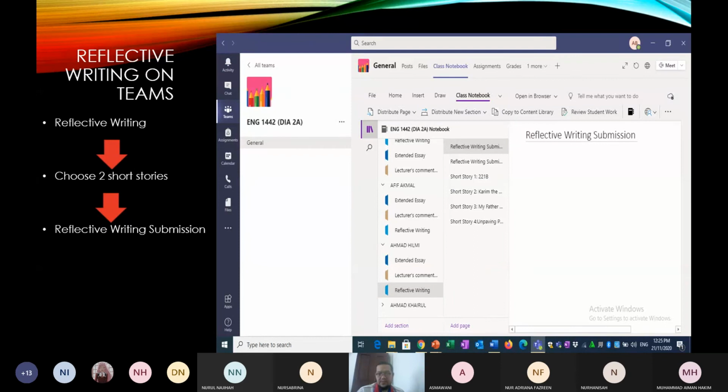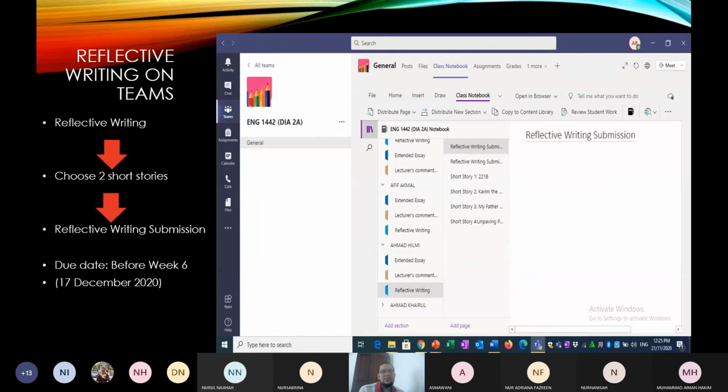Ada dua kat sini because ada dua short story kita buat. So pilih lah. Kalau ni yang first you buat yang reflective writing submission yang first and then the second short story. So I nak different separate reflective writing. Okay, supaya you lebih senang untuk I check. The due date is before week 6, nampak lagi, tapi kan you kena start awal lah because you ada dua short story untuk you baca. Alright, and actually before 17 of December 2020.